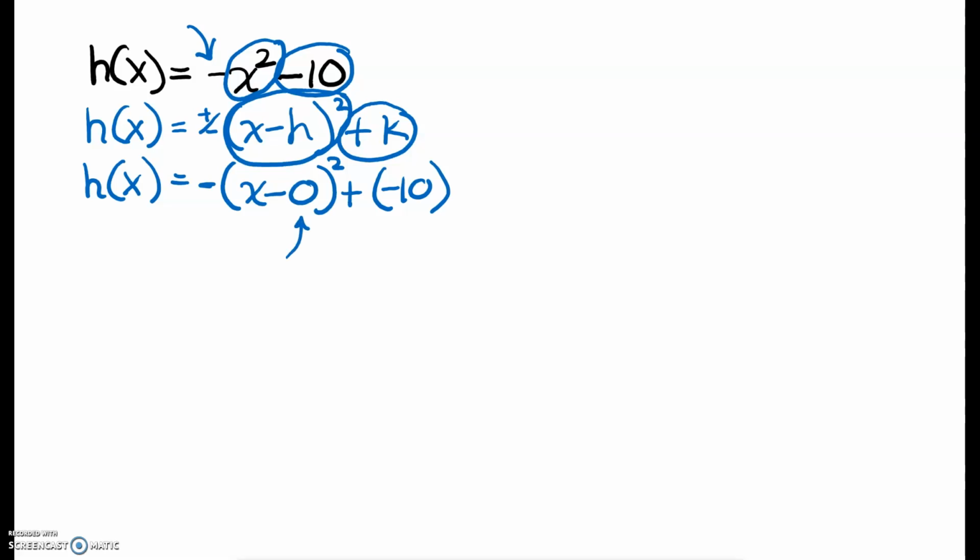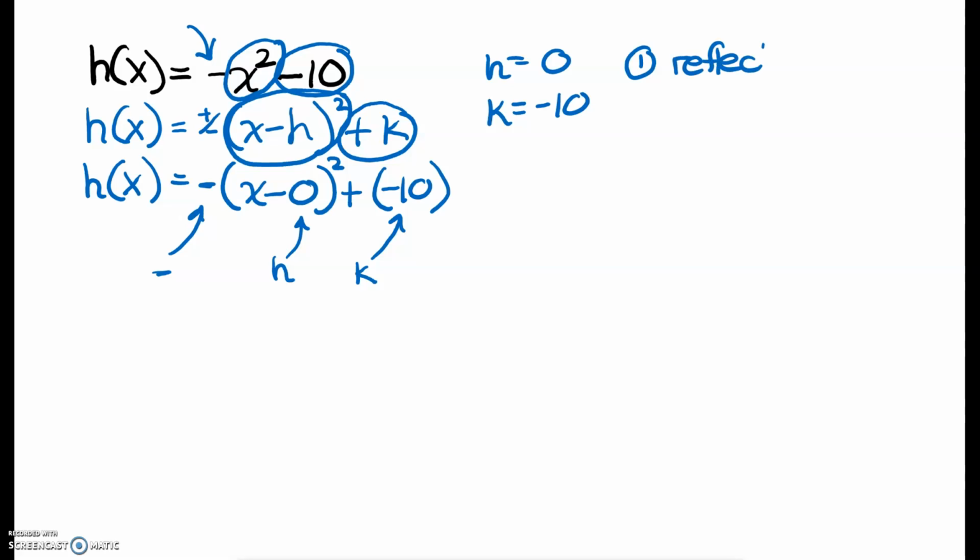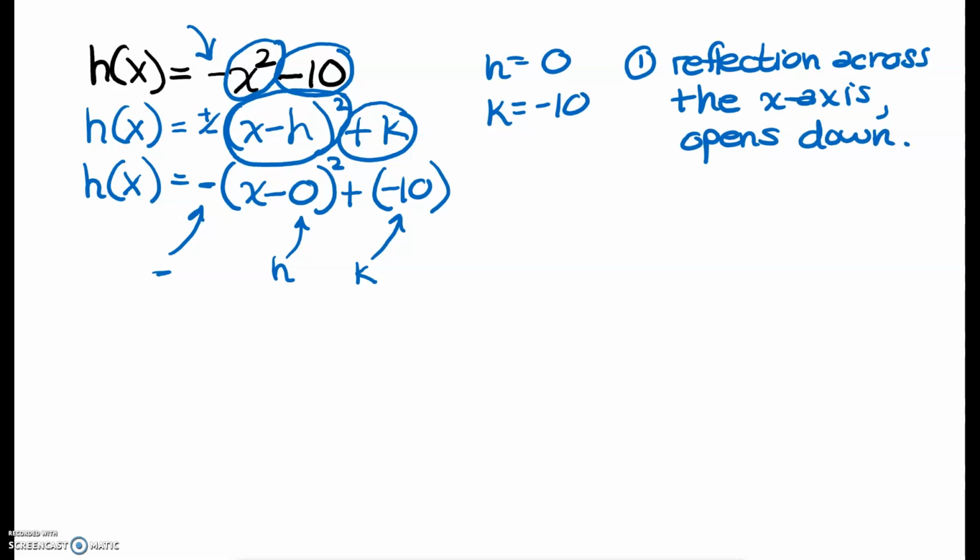All right, this is my h value, this is my k value, and this is my negative, right? That tells me whether my graph opens up or down. So h is going to be 0 and k is negative 10. So my very first thing, my graph has a reflection. There's a reflection across the x-axis, which is the same thing as saying the graph opens down. Okay, number 2, since h is 0, there is no horizontal shift.